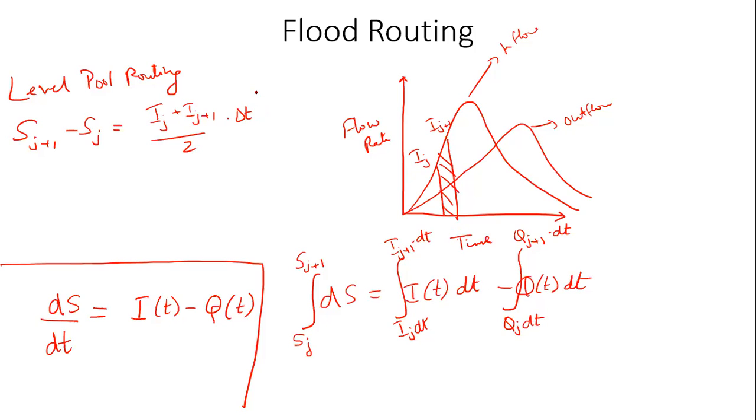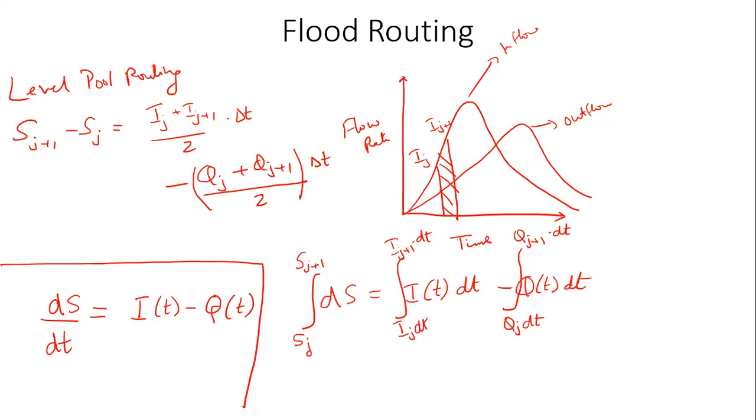Similarly for Q, you can write it for Q also, right? So it will become minus Qj plus Qj plus 1 divided by 2 times delta t. Okay, is this fine? Is this okay?